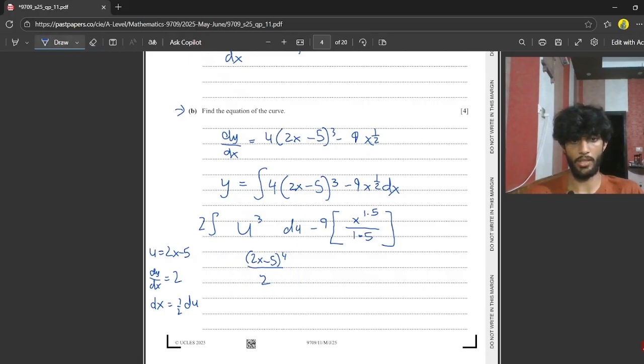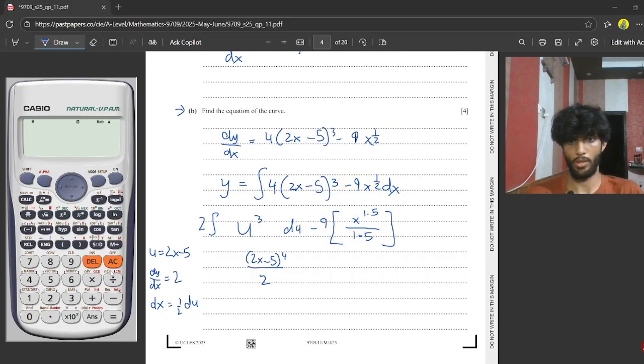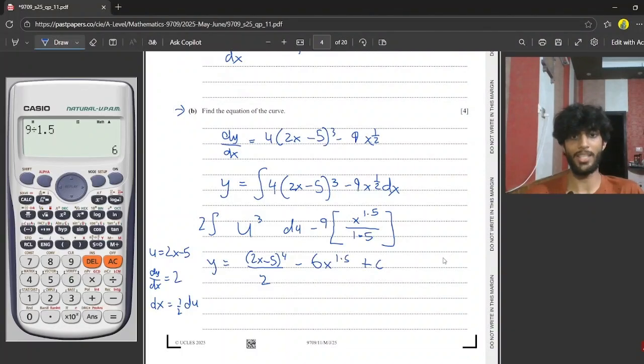Bam. And then all of this thing is just going to give you 9 divided by 1.5. So you're going to get minus 6x raised to the power 1.5. This is the equation for y. Don't forget your plus c at the end. Now you have to find what that plus c is.